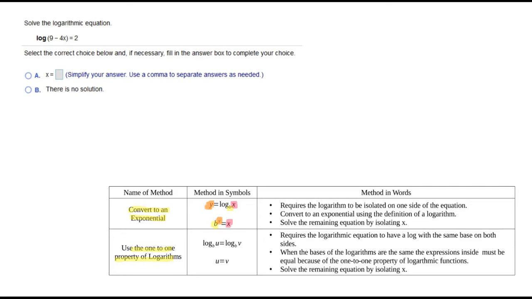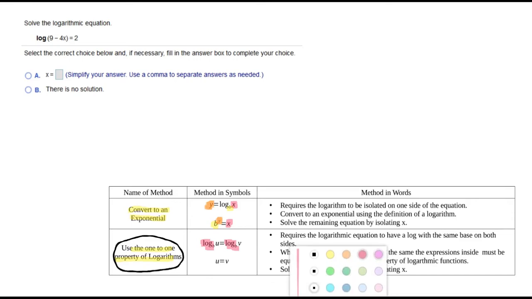The other method, which is the one-to-one property of logarithms, is when you have both sides of your equation with log of the same base. And what you can say is that because both sides have log with the same base, what's inside of those logs has to equal each other. So it allows you to take that log equation and simplify it.